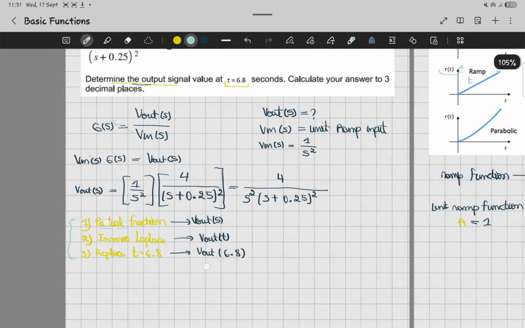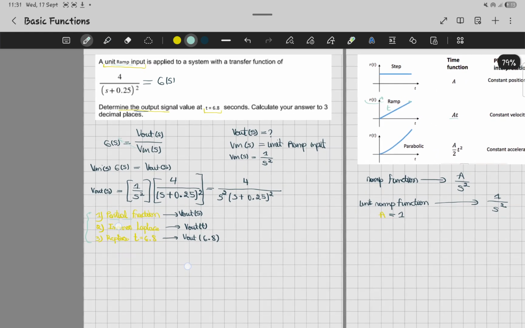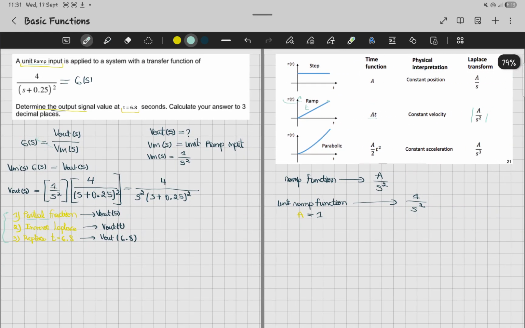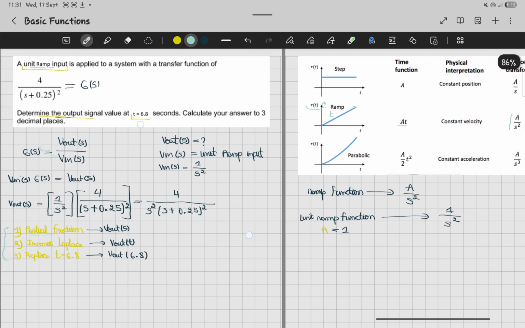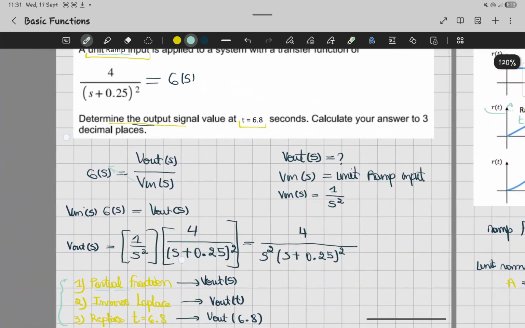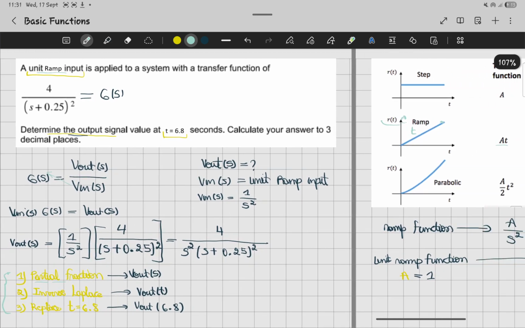So this is how you go about this question when you work with a unit ramp as the input. You just apply these formulas, then you should be able to get the specific steps that you see here. All right.